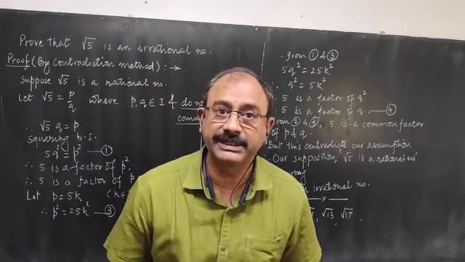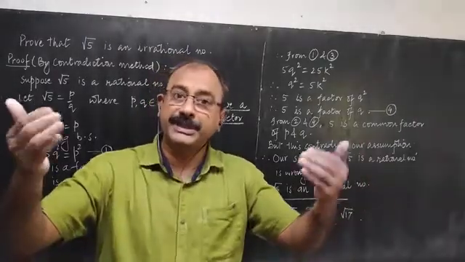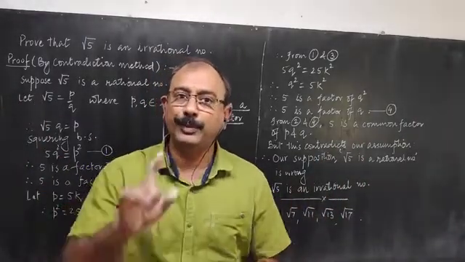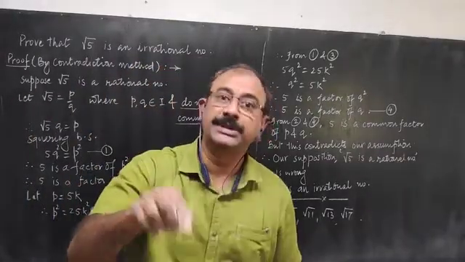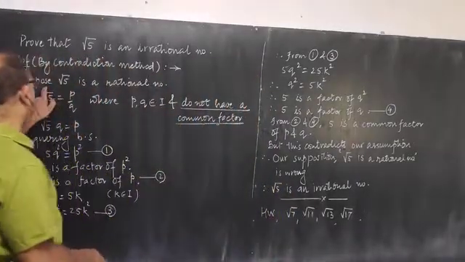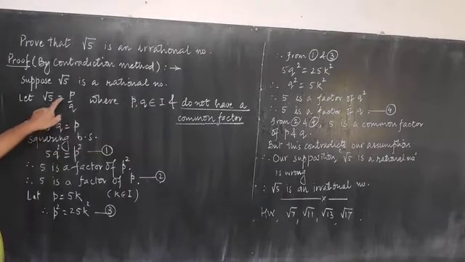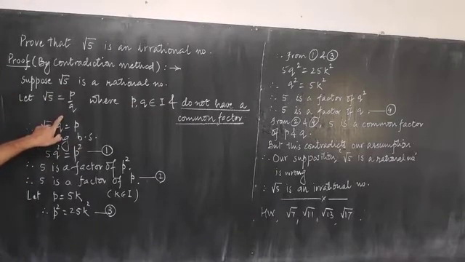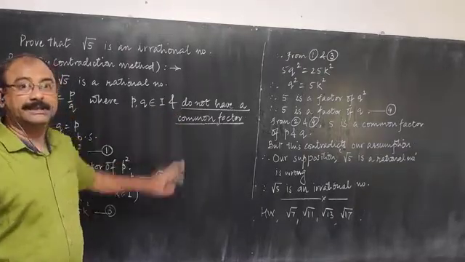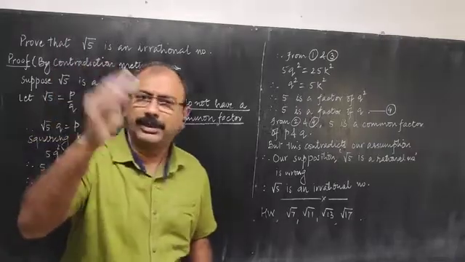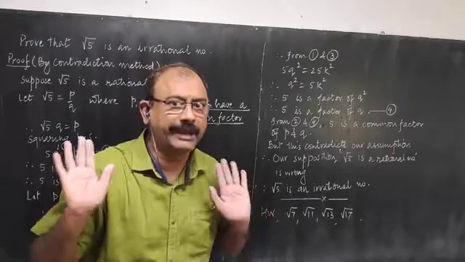What is the method of contradiction? Whatever we have to prove, we start with the opposite supposition of that. We want to prove that it is an irrational number, so we start with the supposition that root 5 is a rational number. We know that a rational number can be written in the form p by q, where p and q are integers, and we are assuming that they do not have any common factors. If common factors are there, they are cancelled, and this is the simplest form. They do not have any common factor.